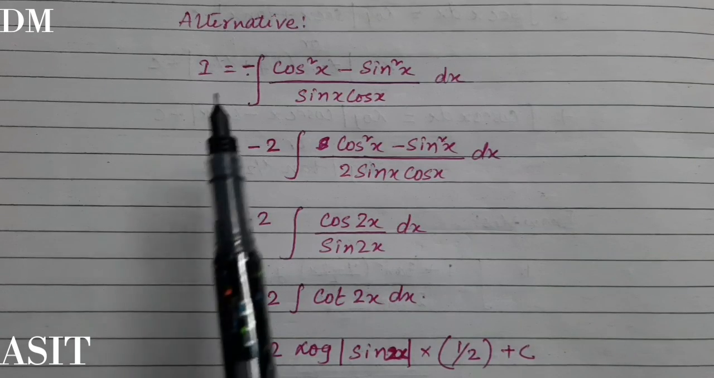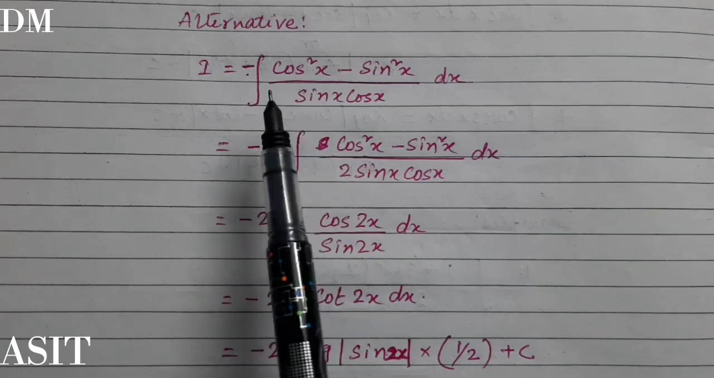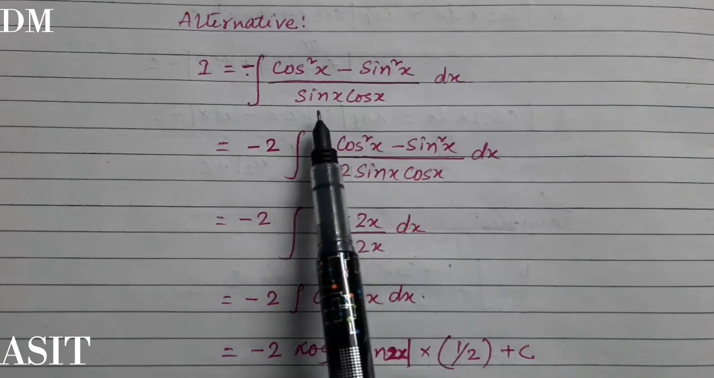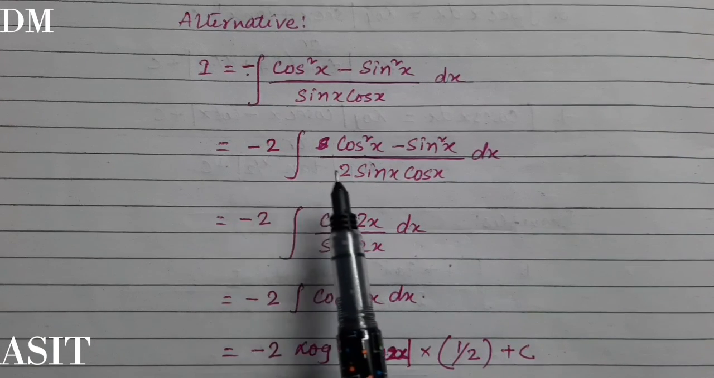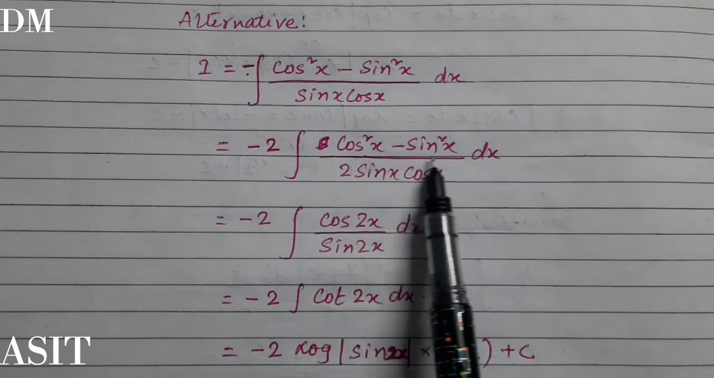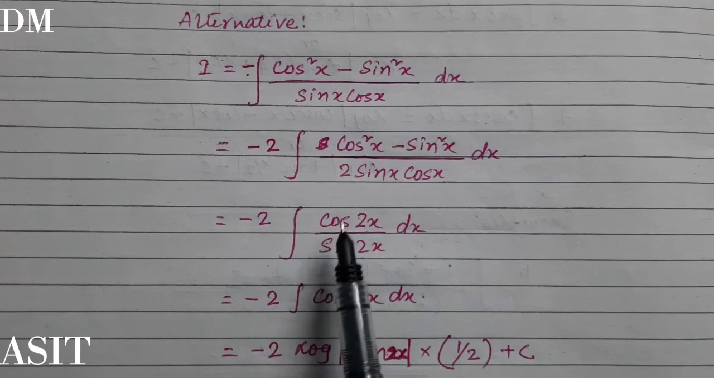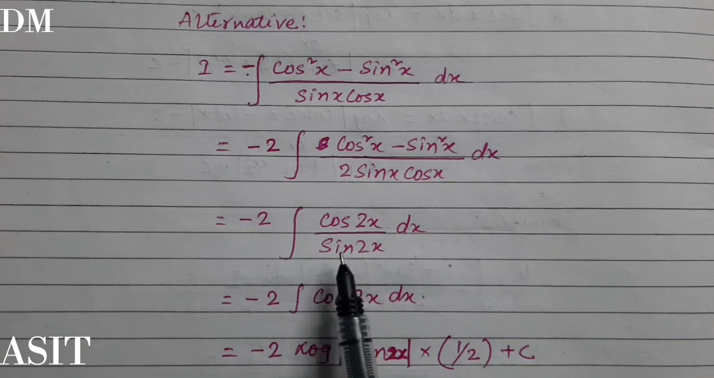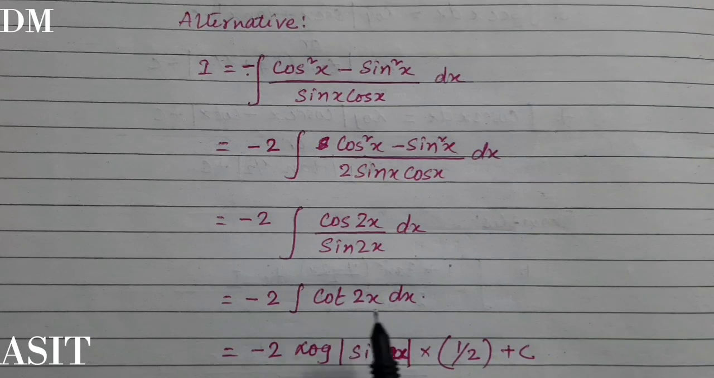Now this integration has one alternative method. There it was given sine square x minus cos square x. Now we can take a minus common to write it as cos square x minus sine square x by sine x cos x. Now here we can multiply 2 in the numerator and 2 in the denominator. Now you can understand what I am trying to make. Since it is cos square x minus sine square x, it will be cos 2x, and 2 sine x cos x will be sine 2x. So ultimately it will be minus 2 into integration of cos 2x by sine 2x dx, which is minus 2 into cot 2x dx.